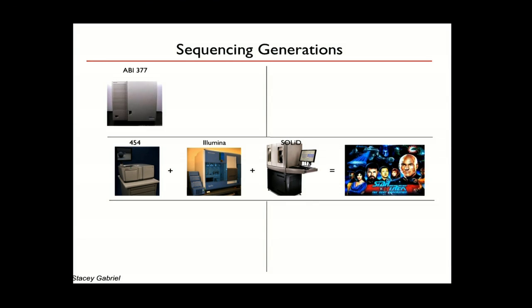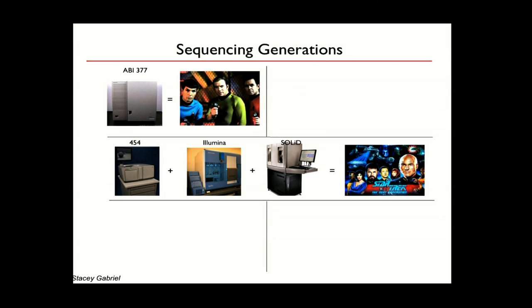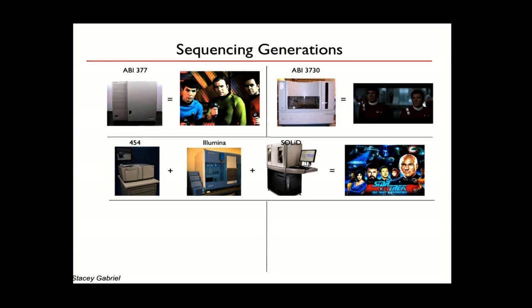This is in contrast to early ABI days. This is sort of the original Star Trek cast. Then there's the 3730s, the workhorses of the Human Genome Project. This is really still old school Star Trek. I grabbed these slides from somebody. I don't know. If you're a Star Trek person, this is a good analogy.